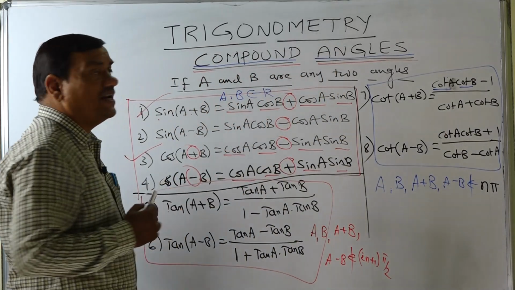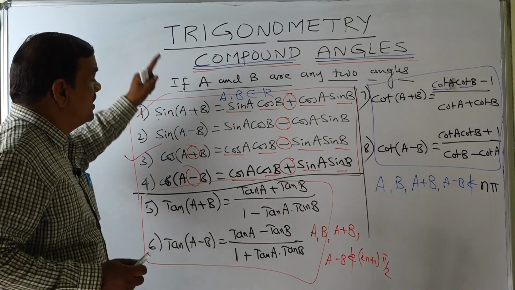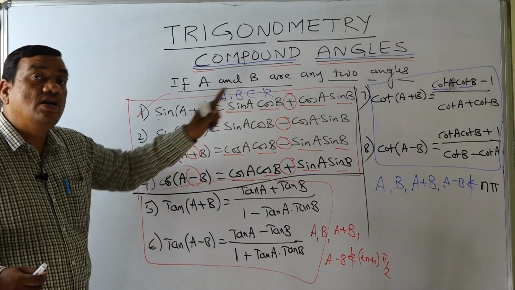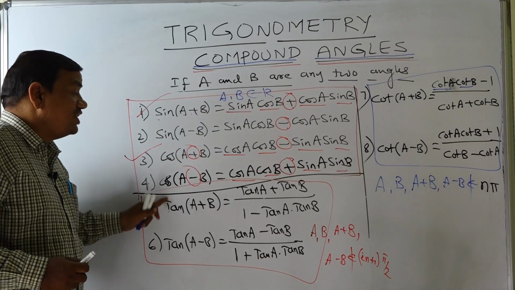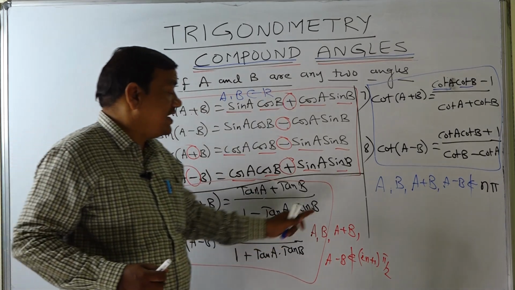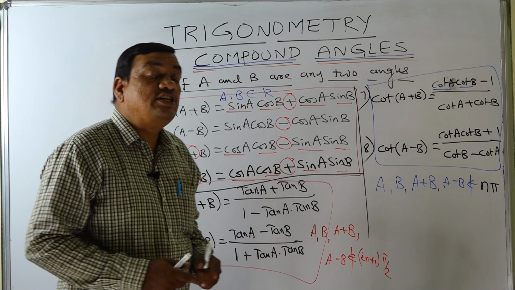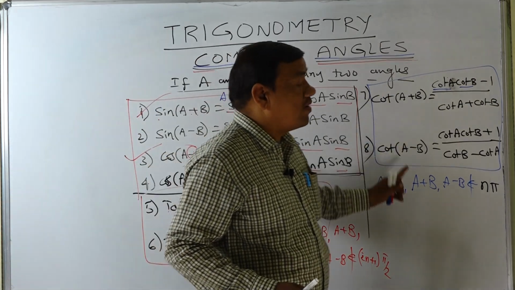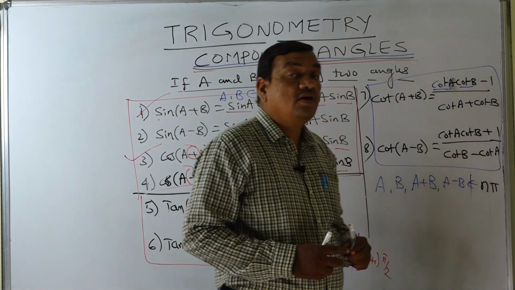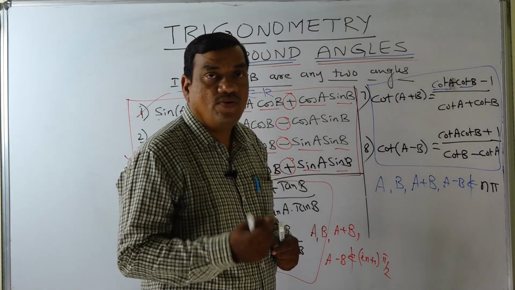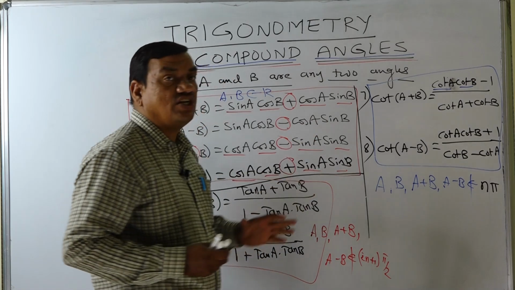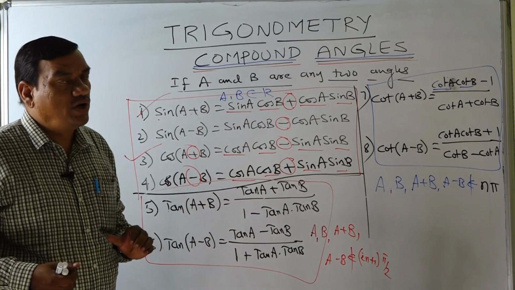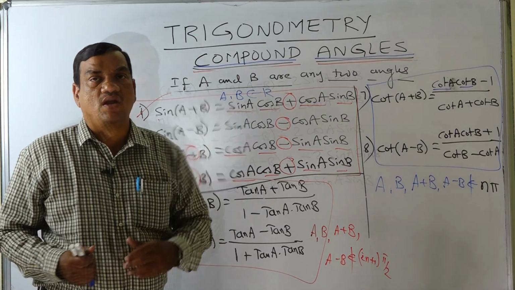So why I am explaining these formulas: for these four formulas, A and B belong to real numbers. For these two formulas, A, B, A plus B, and A minus B should not be integral multiples of pi by 2. For these two formulas, they should not be integral multiples of pi. Understand? If you understand this, all these problems are very, very important. Okay? So let us go for some more formulas.